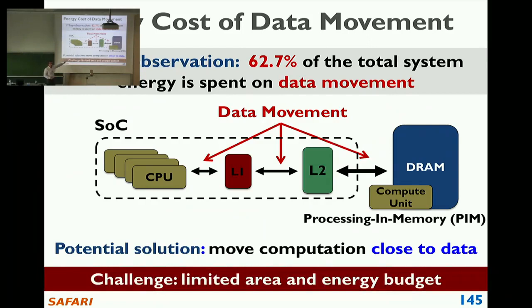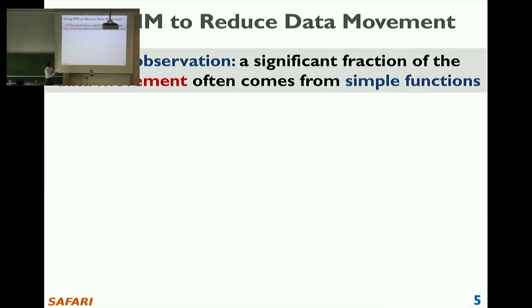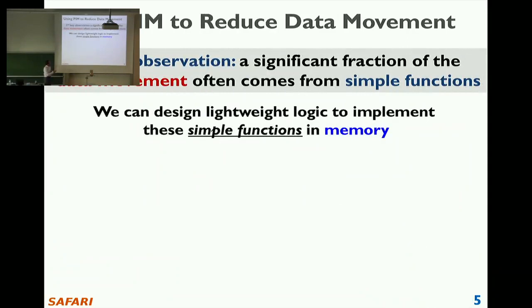I'm not going to talk about this as much. The paper covers a lot of this. It's really important. So the second key realization is that a significant fraction of the data movement often comes from simple functions. And we can implement lightweight logic to implement these simple functions in memory. I'm going to give you a couple of examples of this very quickly.